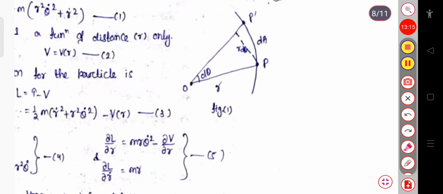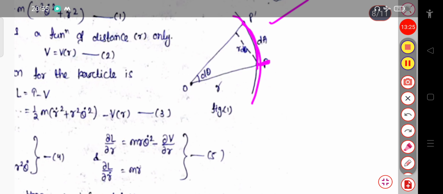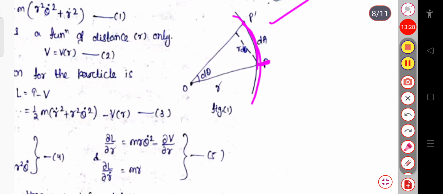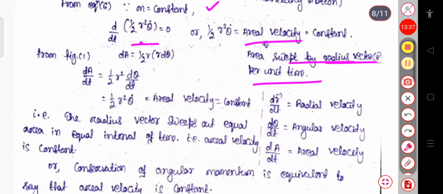So here this is your path where the particle is traveling. Here it changes the position from P to P prime, suppose. So this path is your dA. During its motion, the angle made by the particle is dθ, and the radius is r, so this distance will be r dθ. So in this expression, if I write dA by dt, I also have to divide by dt. So this will be dA/dt equal to 1/2 r² dθ/dt, or dθ/dt can be written as θ̇, and that is called the areal velocity.